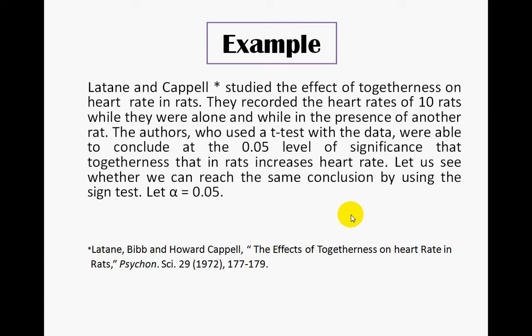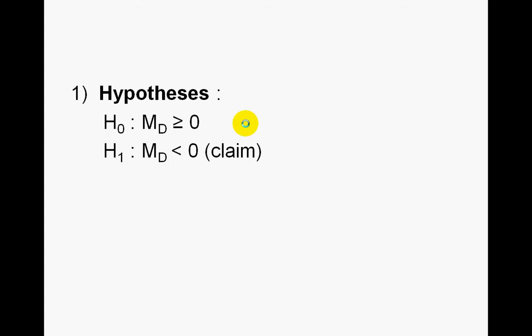Let alpha equal 0.05. For the solution, first we have to make the hypothesis. The hypothesis for this example is H0: MD greater than or equal to 0, H1: MD less than 0, where H1 is the claim. We know that H1 is the claim by the clue from the question, which is that rats increase heart rate. Therefore, H1 is the claim.